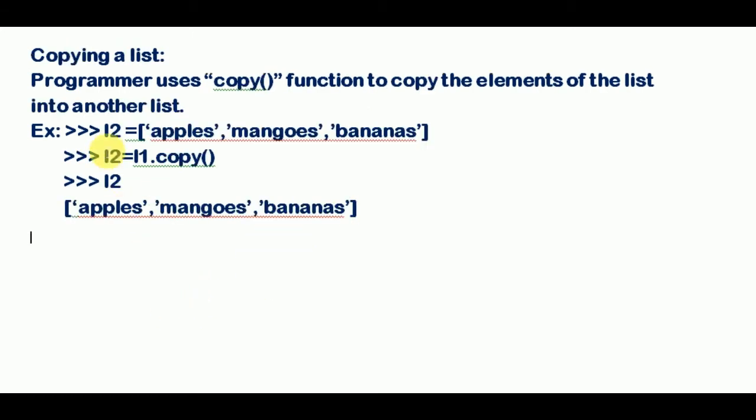Next one is copying a list. So in this list we use the copy function to copy the elements from one list to another list. So here we have list L1. So L1 equals apple, mangoes, bananas. Here we copy L1 dot copy into L2, and finally we print L2 with the same list elements.